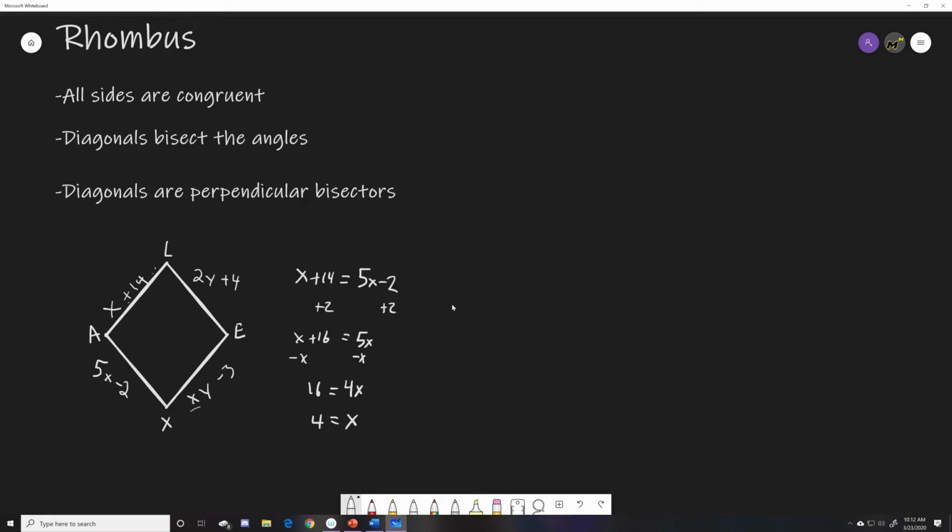So you have the same setup for your y's. 2y plus 4 would be equal to xy minus 3, and we know this value now, so we'll substitute that in. So we have 2y plus 4 equals 4y minus 3. And now we can solve it. So we'll subtract 2y on both sides. And start with the variables this time, mix it up. Leaving you with 4 on the left, 2y minus 3 on the right. Add 3 to both sides. Leaving you with 7 equaling 2y. And so y would equal 7/2 or 3.5.